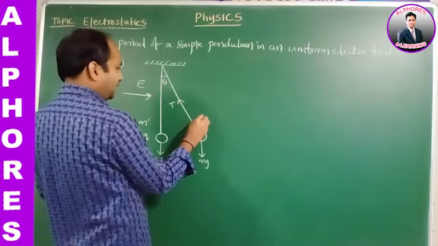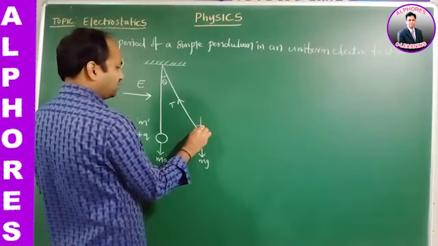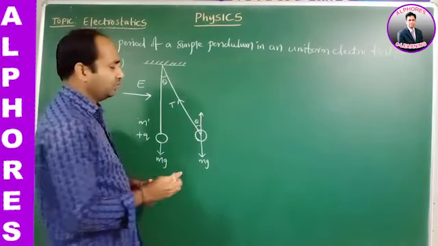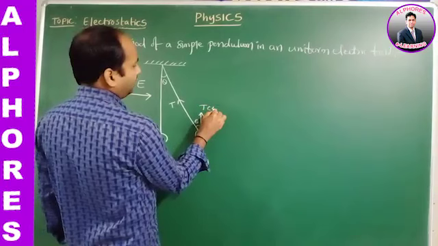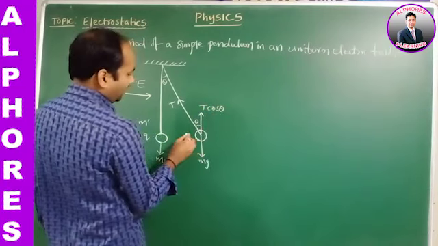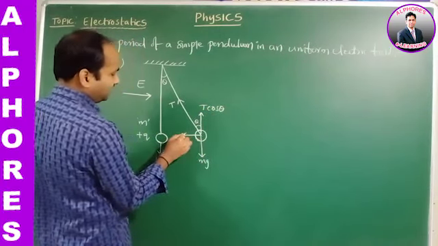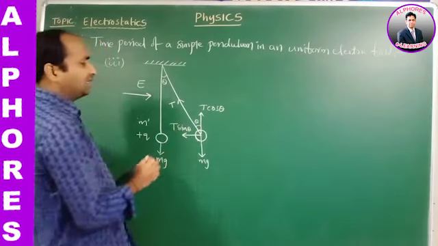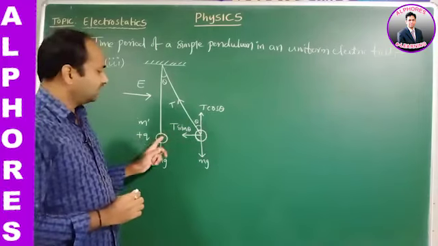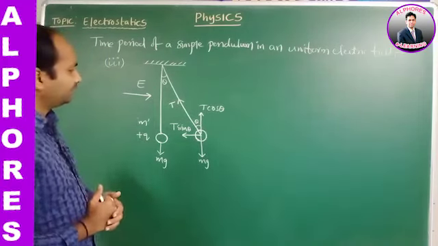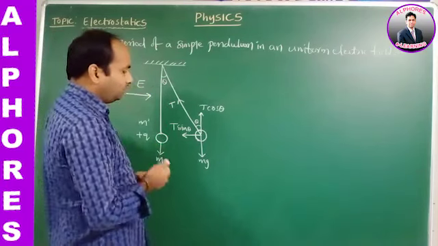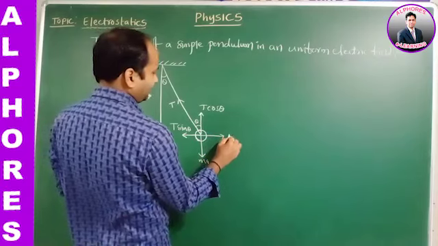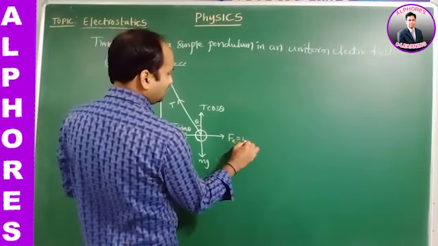If this internal angle here is theta, what is the angle here also? Theta only. Now the tension is resolved into components. Horizontal component T cos theta and vertical component T sin theta. Now, the direction of the electric force is along the horizontal direction. This is Fe, which is equal to Eq.